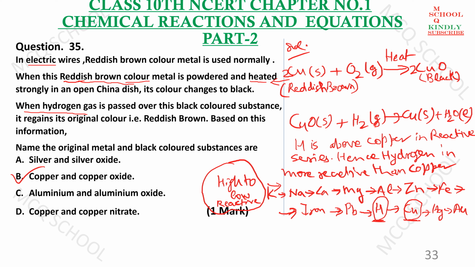The second reaction happens because hydrogen is above the copper in the reactive series, and hence hydrogen is more reactive than the copper. We know the series. In this, hydrogen is above the copper, and this second reaction happens because of that.